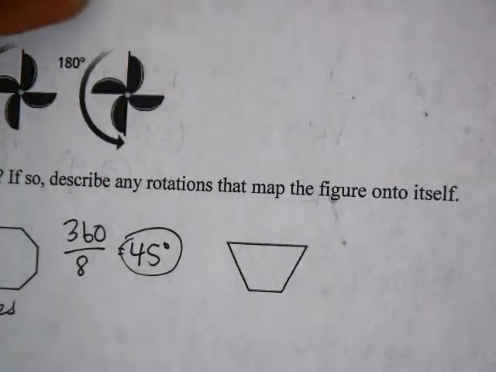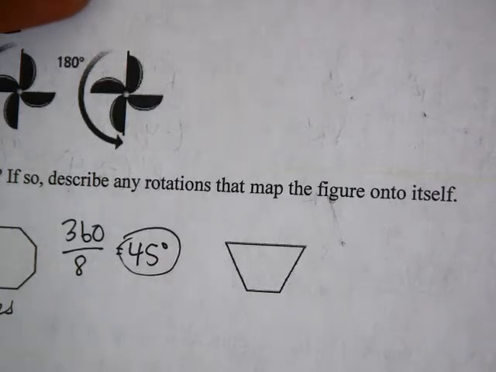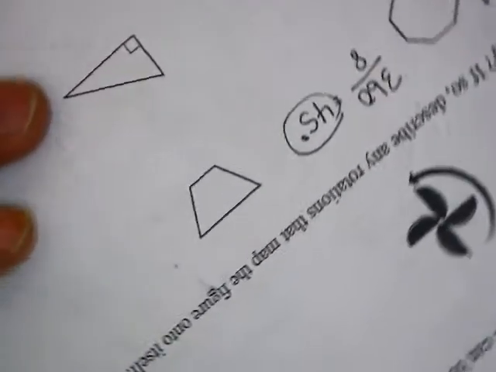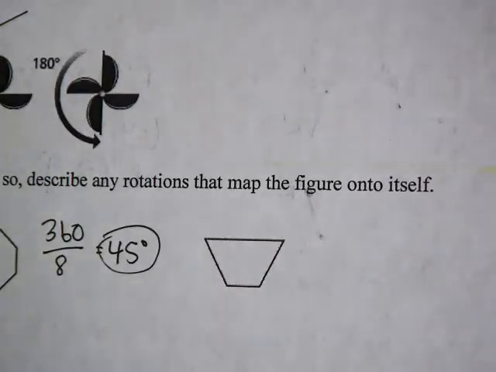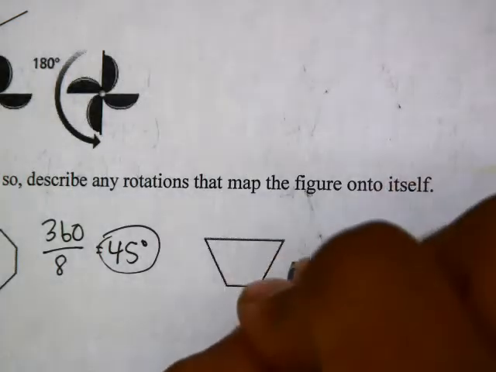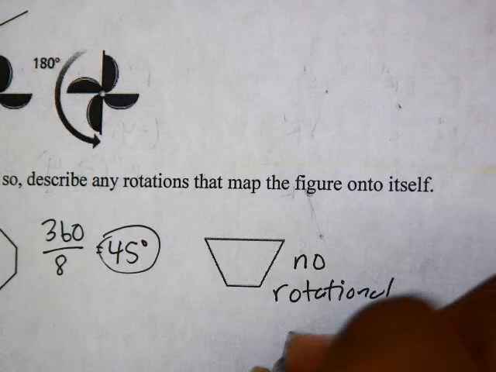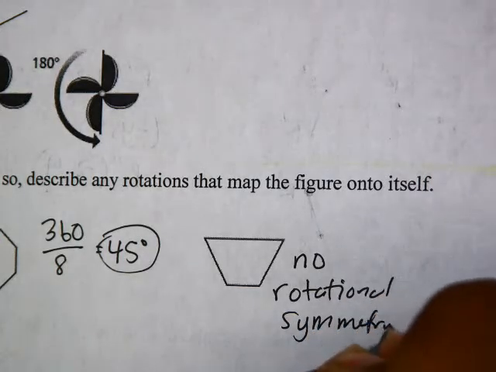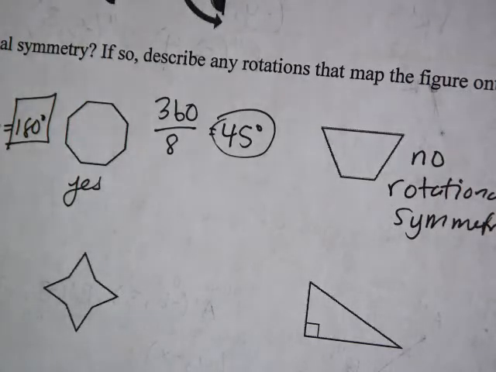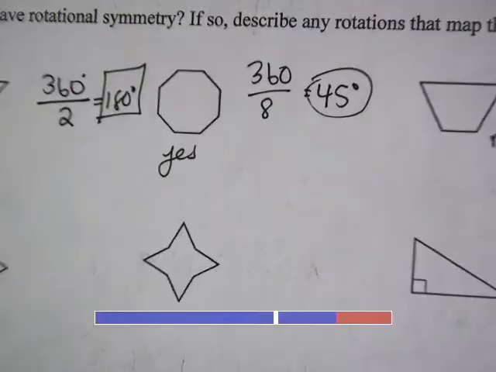This trapezoid, let's see, how many turns will it take to get the same? This is not the same. That's still not the same. It's only the same when I go a full 360. So that's not allowed. So this one doesn't have any rotational symmetry. Now I want you guys to look at the next 3 shapes and find out if each has rotational symmetry or not, and then how many degrees it would be.